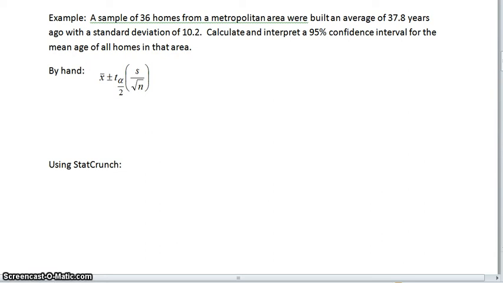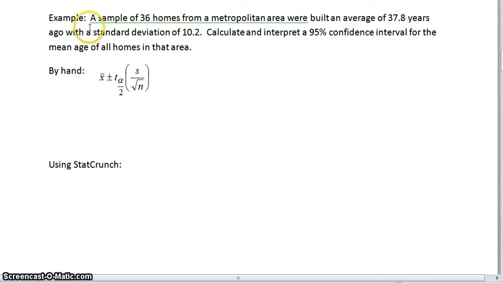Okay, so here's a couple of examples of t-interval problems. In this first problem, we're looking at a sample of 36 homes from a metropolitan area that were built an average of 37.8 years ago with a standard deviation of 10.2. Calculate and interpret a 95% confidence interval for the mean age of all homes in that area.